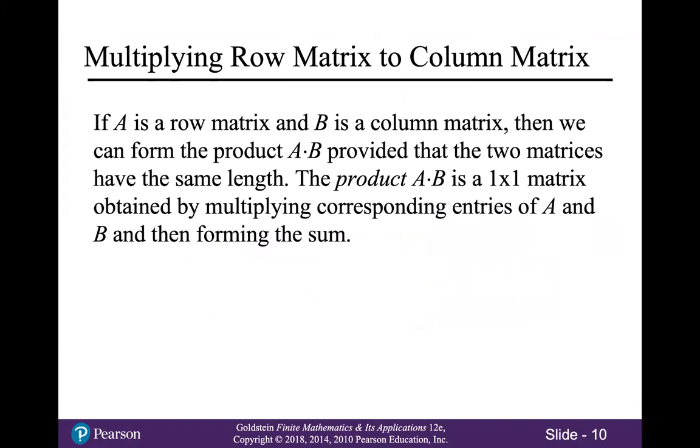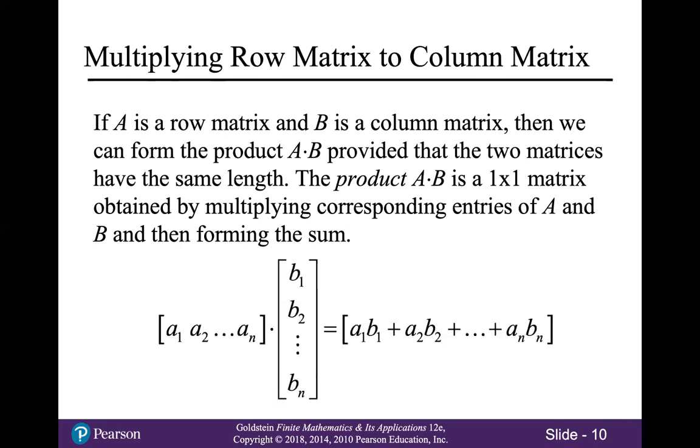The product A times B is a 1-by-1 matrix obtained by multiplying corresponding entries of A and B and then forming the sum. If you've ever taken physics, this is the dot product. Remember that you can think of a row matrix and a column matrix as vectors. So the product of those two vectors is the same thing as the dot product in physics.